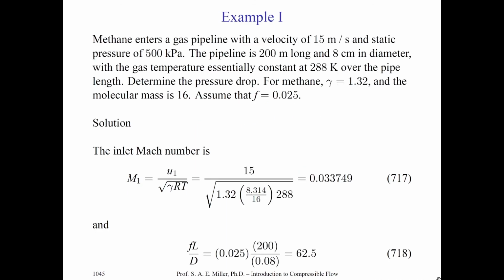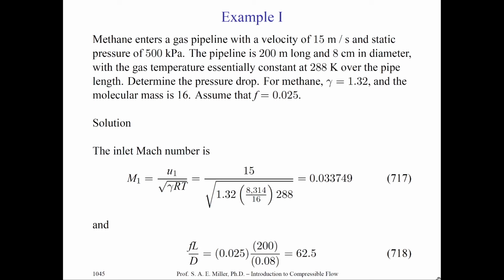Let's look at a quick example for isothermal flow to illustrate these concepts. Here we'll have methane going through a gas pipeline, and it'll have a velocity of 15 meters per second and a static pressure of 500 kPa. Here the pipeline is 200 meters long and 8 centimeters in diameter. So we have an L and a D. L is 200 meters and D is 0.08 meters. The gas temperature we will hold at approximately 288 Kelvin, which is about room temperature, throughout the whole length of the pipe, which is 200 meters. And we're asked to find the static pressure drop.